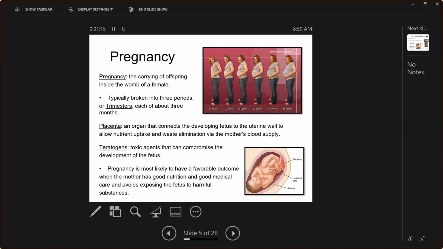Now we have semesters, right, for our school system, 2 semesters. Trimesters are 3 periods of time, tri meaning 3. And so they're roughly about 3 months or 13 weeks each. So we have a first, a second, and a third trimester of pregnancy. And interestingly, right here is where the first trimester ends. So the first trimester ends after the embryonic period ends.